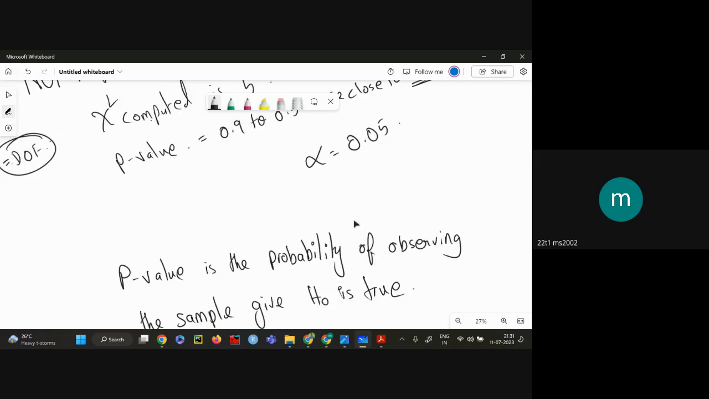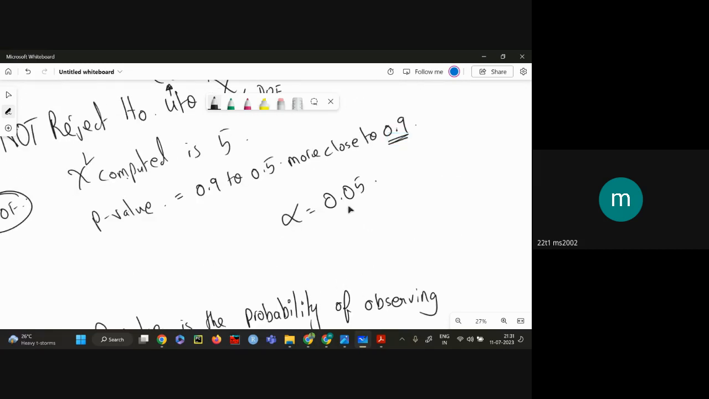What is my probability? 0.9. If it is greater than alpha, then I cannot reject. Even if I get a probability of 0.05, I am telling you not to reject the null hypothesis. That is alpha, the significance level. So at 0.9, will I reject or not reject the null hypothesis?